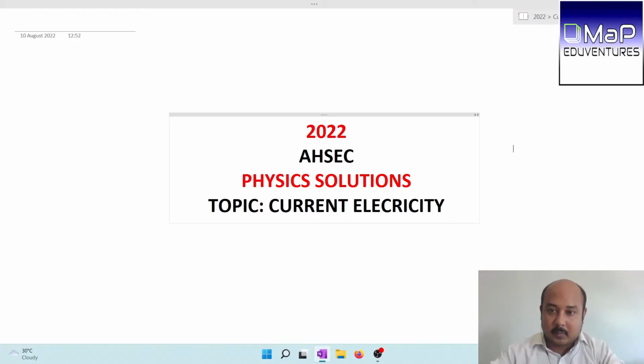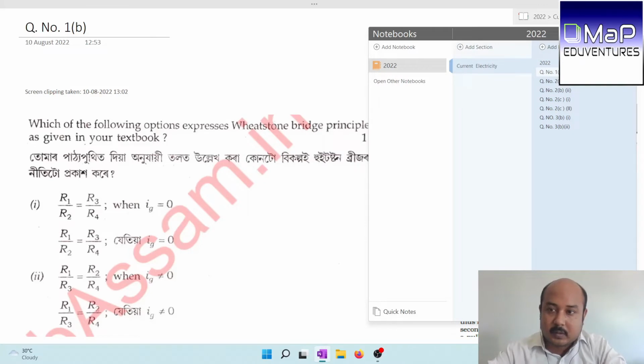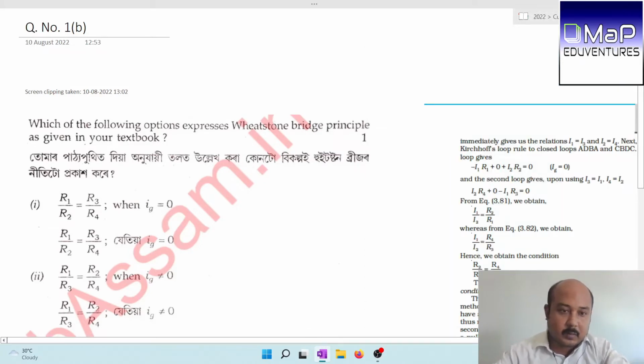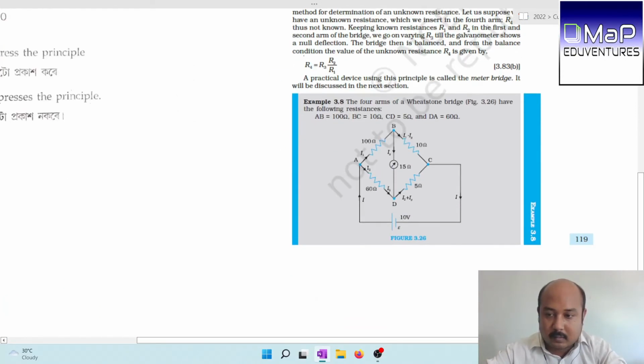Okay, আমি আগবাঢ়ো এতিয়া question number 1b. Question number 1b: which of the following options expresses Wheatstone bridge principle as given in your textbook. So as given in textbook বুলি কোৱা কাৰণে মই একেবাৰে textbookৰ পৰা স্ক্ৰিনশ্বট লৈ ললো. Page number 119 of the textbook.